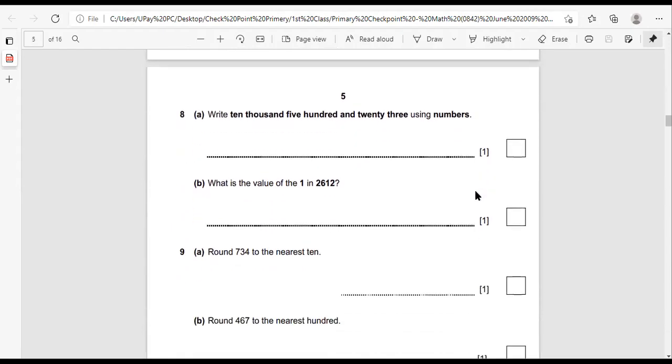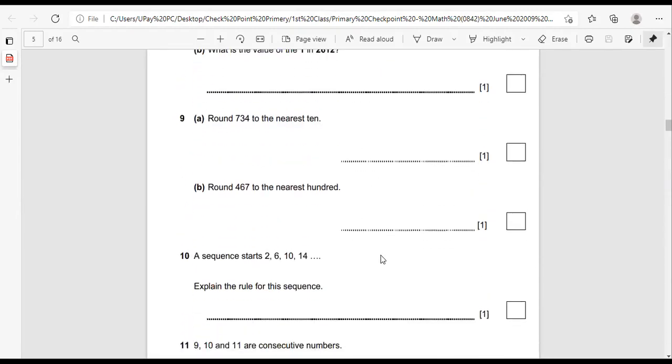We'll move to question number 8. Write 10,523 using numbers. Okay, so the answer is 10,523. What is the value of the 1 in 2612? Here we call this units, and this one tens, hundreds and thousands. So it is asking what the value of 1 is, and the value of 1 is 10. Then we are moving into question number 9.